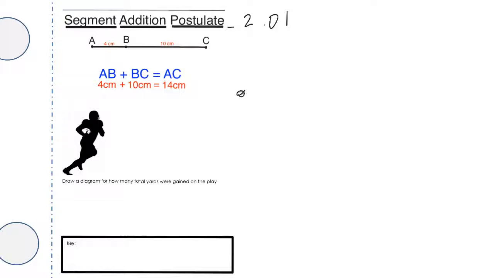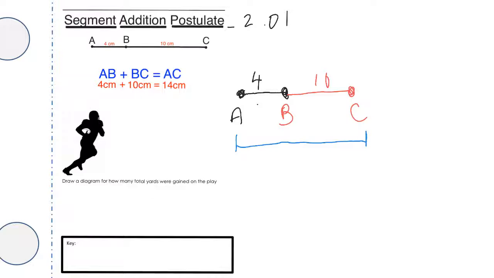So let's say we have a football player who starts here at point A. He runs and the quarterback throws him the ball after 4 yards. Let's call that point B. He runs for 10 more yards and gets tackled at point C. How many total yards did he run on the play? Well, he got it for 4, ran for 10. If we add those together, he went 14 total yards.